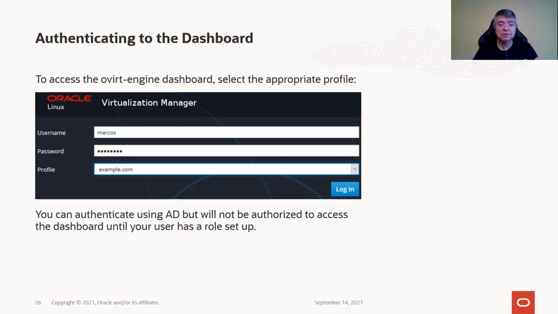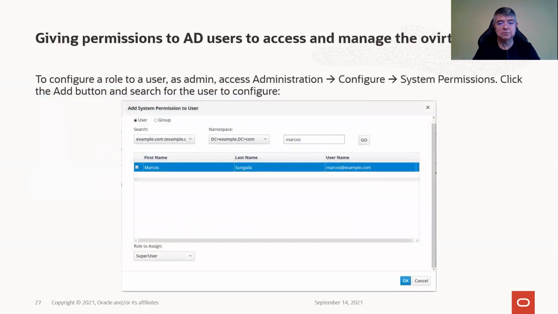The ovirt-engine administration portal will authenticate me, but I will not have authorization to access the dashboard at this time. What do you need to do? You need to add a profile for that user. And no matter how many external profiles you have, no external user will have access to the administration portal or to the user VM portal without having a role associated to it.